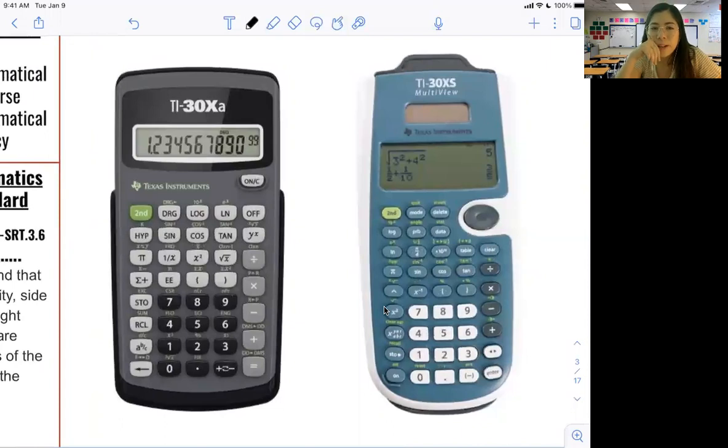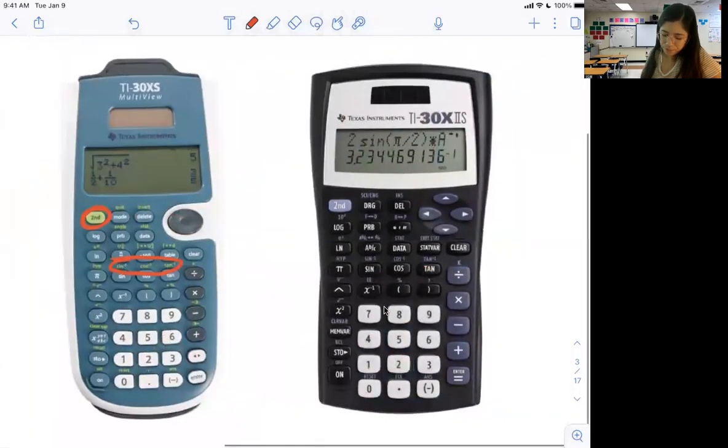Where is it? It's on top of the tangent. Right, so inverse sine is right on top of sine, inverse cosine is right on top of cosine, and inverse tangent is right on top of regular tangent. How do I get to that button? You have to press second because you're going to use the second function. Good. If you want to use the inverse functions, you have to hit the second button first, and that goes for all calculators. Same thing for this one, and same thing for this one.